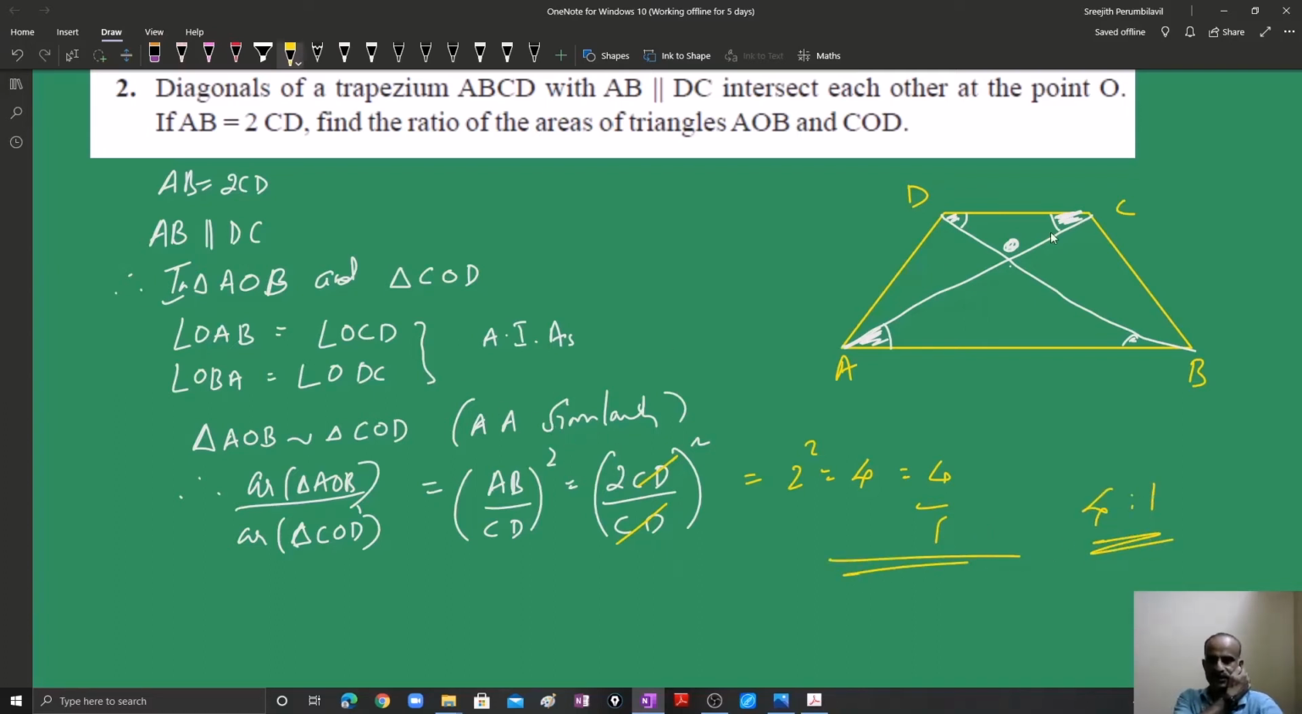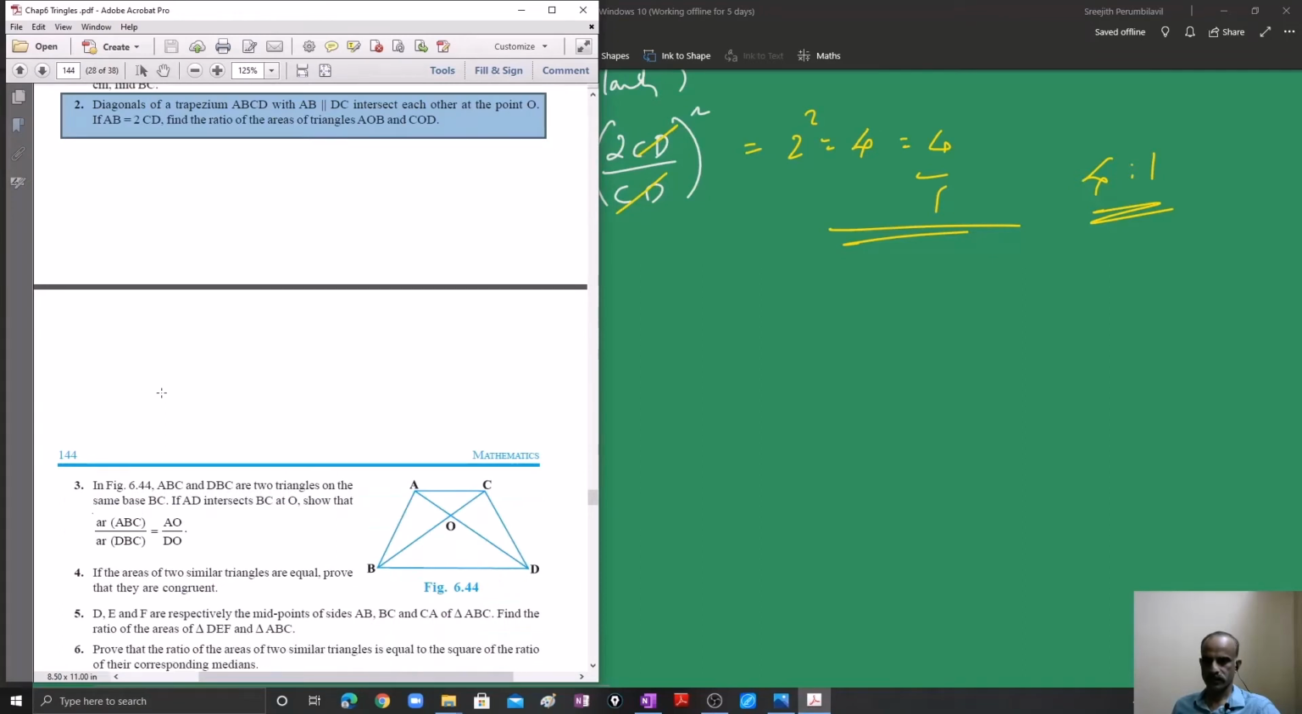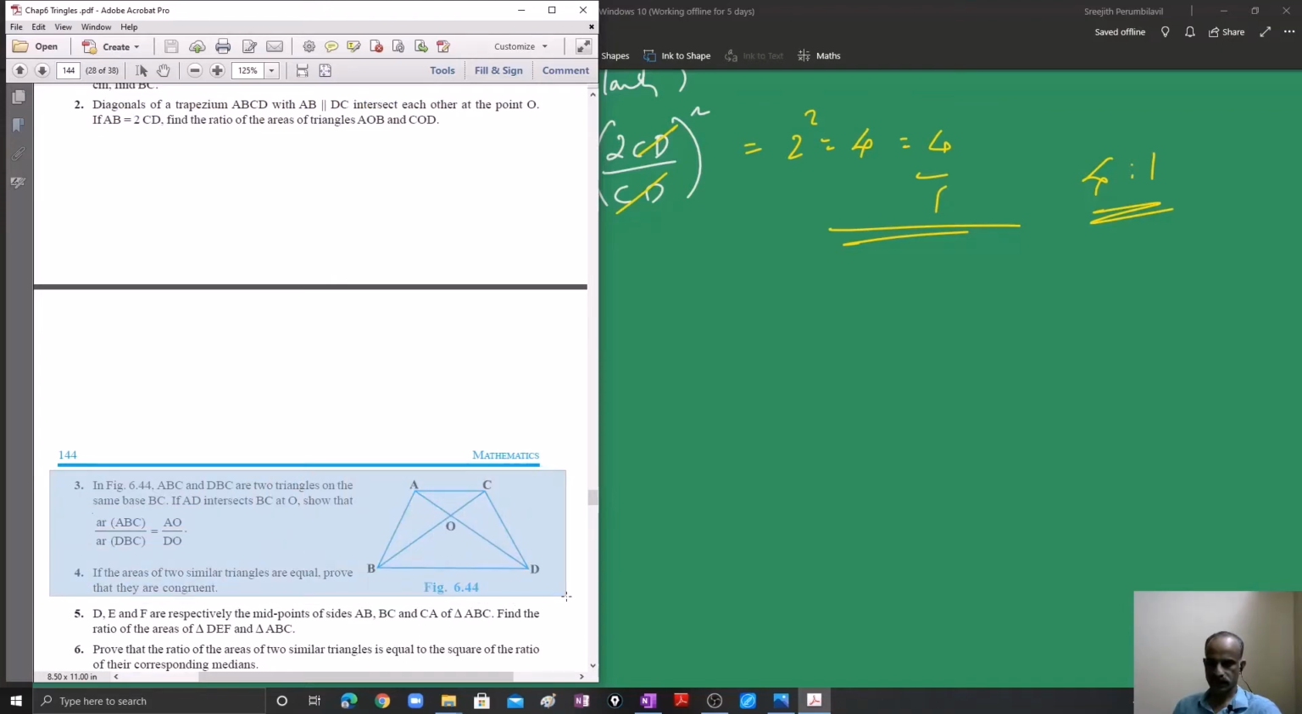That is, we established similarity of these two triangles using angle similarity, because the reason is angle 1 is equal to angle 2, angle 3 is equal to angle 4, right? So using that angle similarity. Now question number 3. We'll take these two questions together.